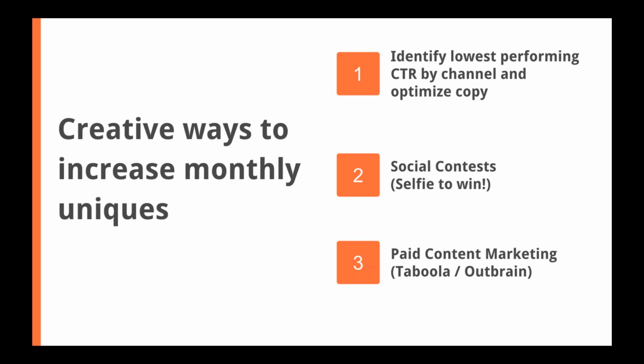And then one that can get a little more expensive, but we've seen really specialized brands have a lot of good success with these channels, is doing things like paid content marketing. So integrating with networks like Taboola or Outbrain to syndicate your content and start getting some of those paid placements.